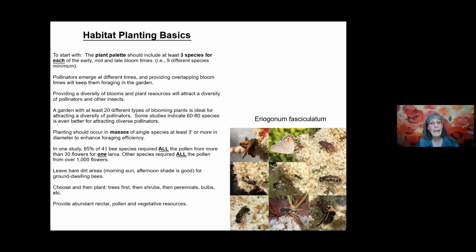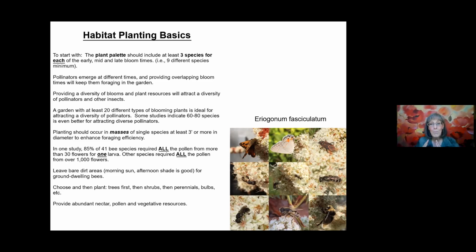You should have planting occurring in masses of single species of at least 3 feet or more in diameter. That just enhances the foraging efficiency of pollinators because they don't have to spend a lot of time flying between plants. The less time that they spend flying between plants, that means the more pollen and nectar they can collect for their offspring, rather than spending all their time flying around.